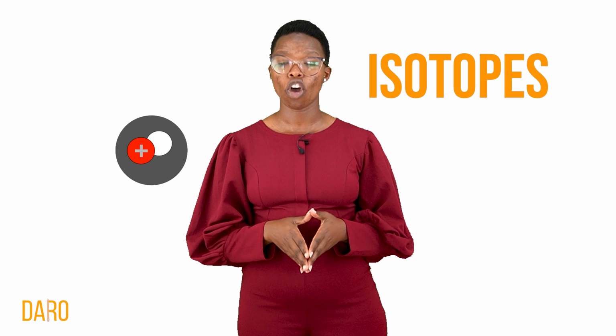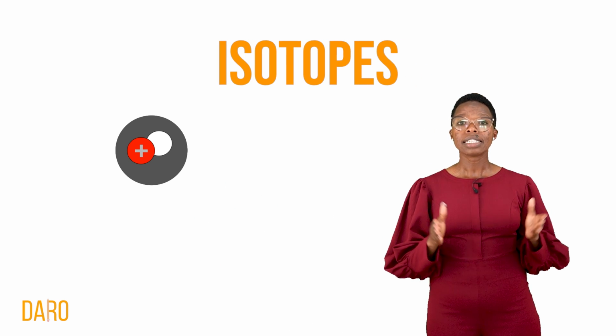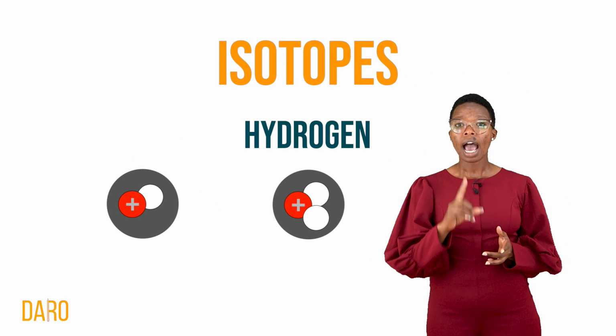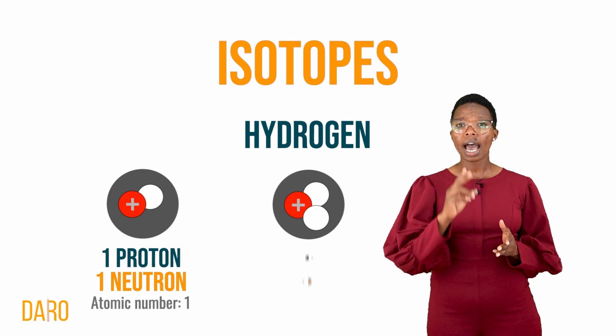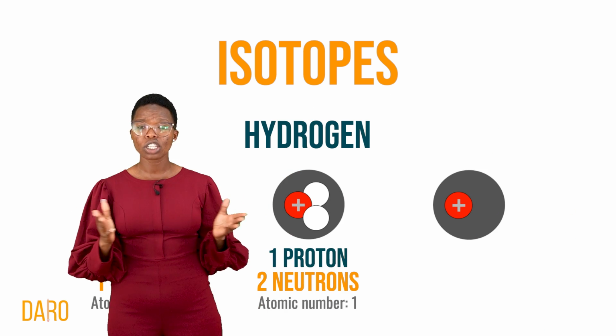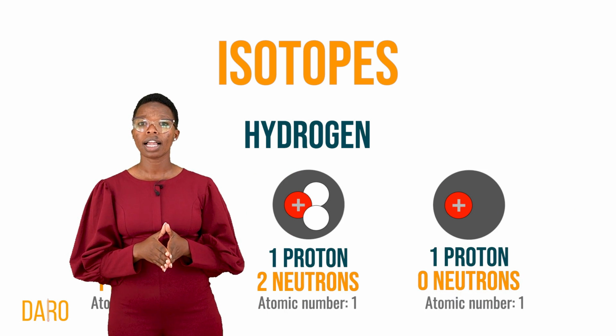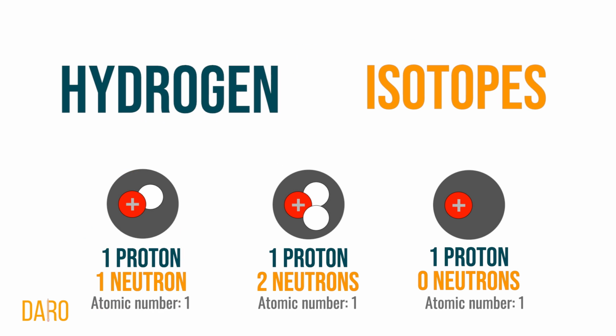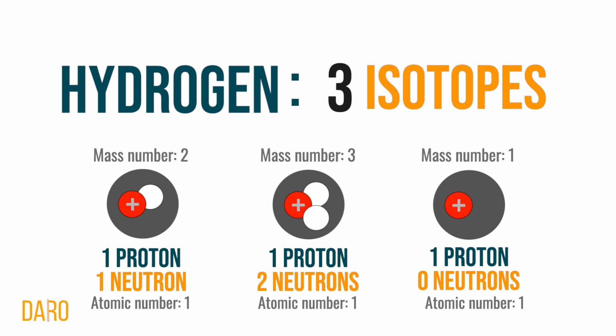Here's something interesting. Some elements have atoms with different numbers of neutrons. This kind of atoms, we call them isotopes. For example, some atoms of hydrogen have 1 neutron, others 2, and others do not have a neutron at all. Therefore, we say that hydrogen has 3 isotopes. They are like siblings, same element but different mass numbers.